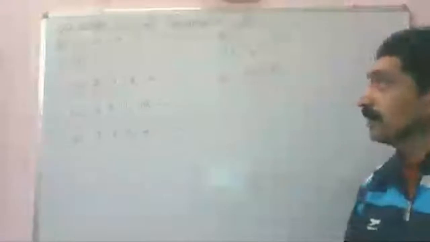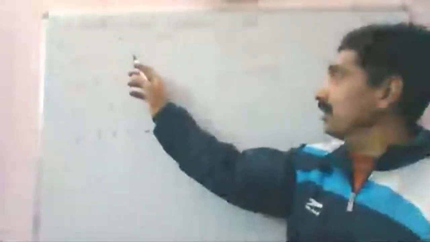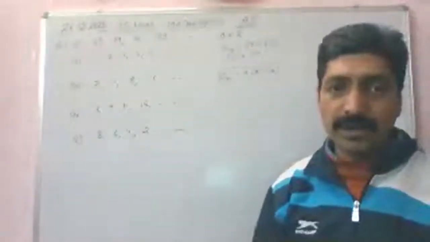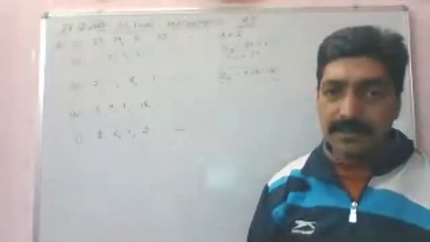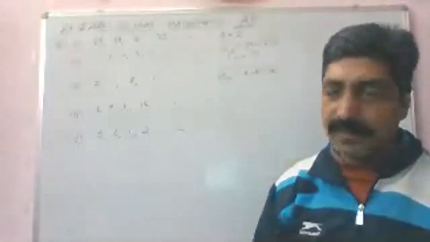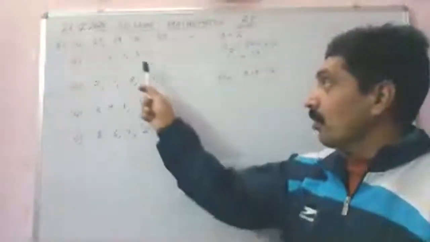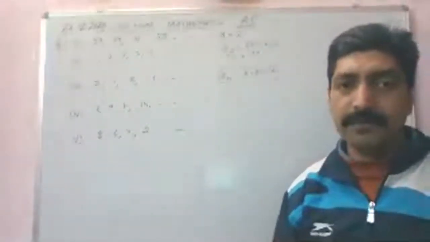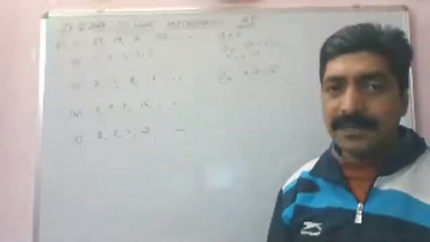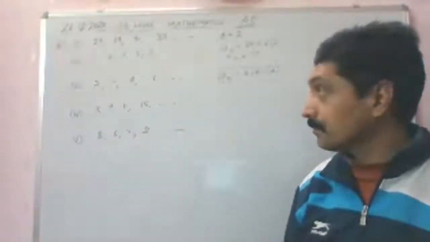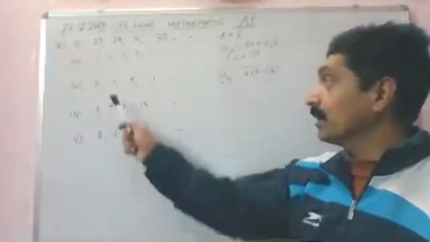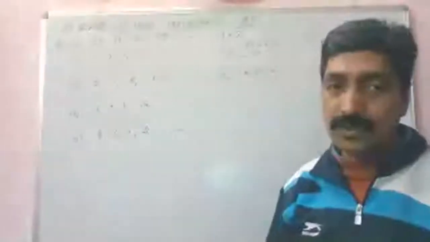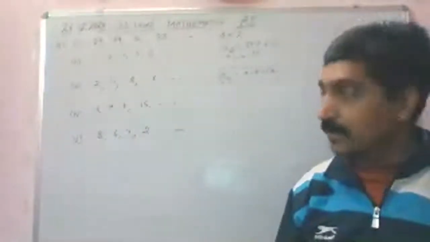The second one is 1, 2, 3, then 5, then 8. So this sequence is not an AP, because the common difference is not the same. When the common difference is not the same, it is not an arithmetic progression. Now the third one, 2, 4, 8, 16, is also not an arithmetic progression.